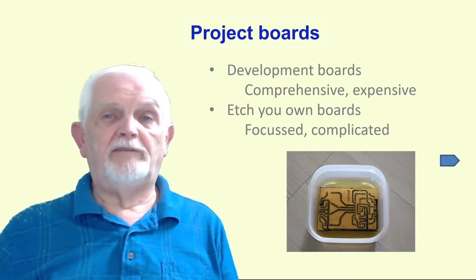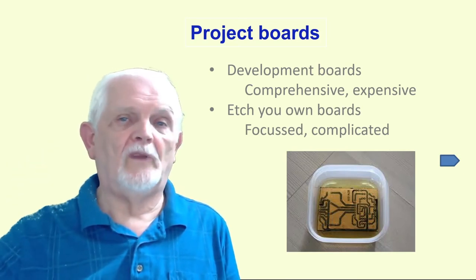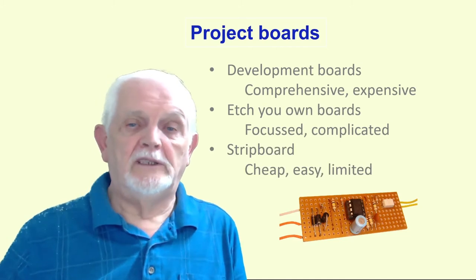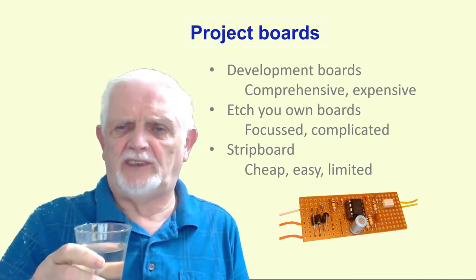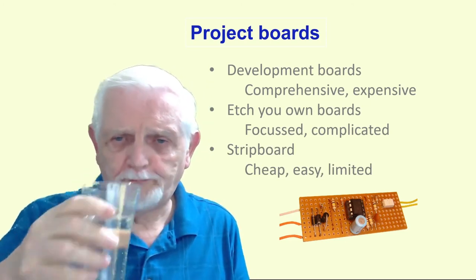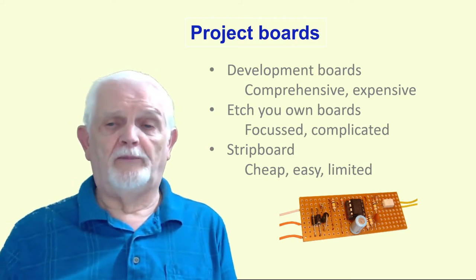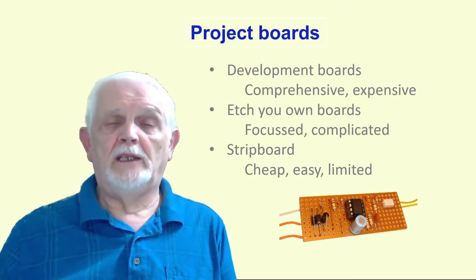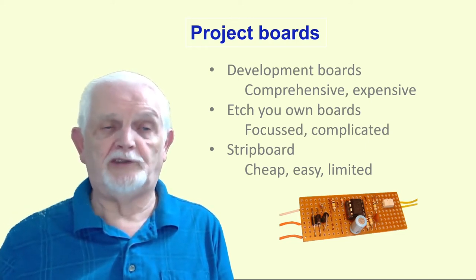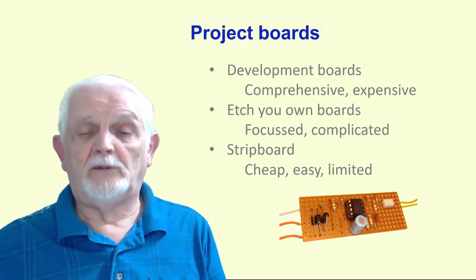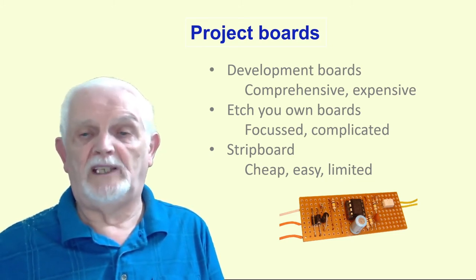So, we have development boards you can buy ready-made. You can make your own. Or you can just use strip board, which is very cheap. A piece of strip board costs, I think, 25 pence. Fairly easy to use, a bit limited, but great for one-offs and development. The pocket money kits that we have, most of them began life as strip board versions. But for experimentation and trying stuff yourself, the strip board is a very, very handy way of making up a project board.